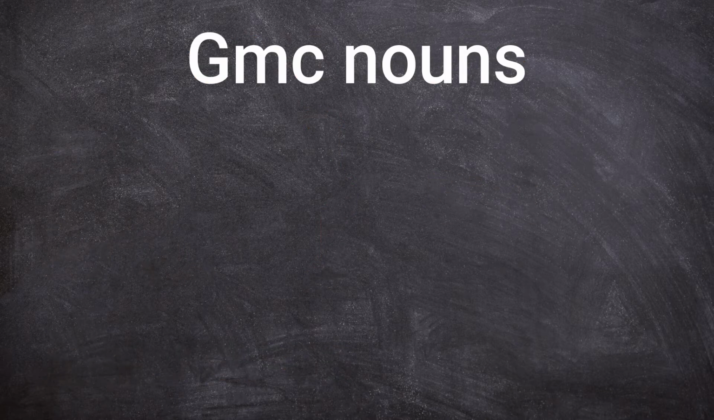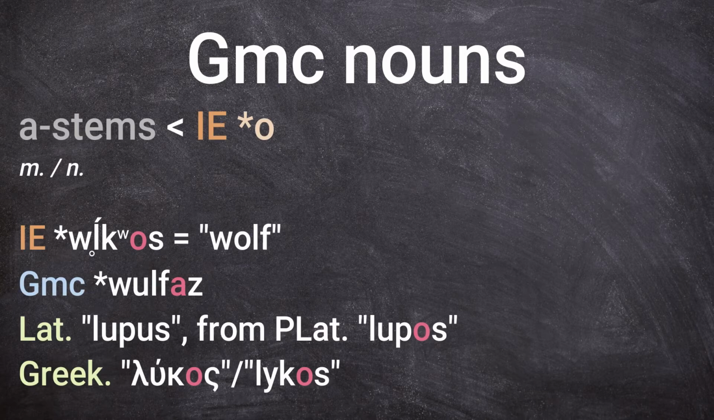Germanic nouns could belong to several classes with different endings. A first class consisted of masculine and neuter nouns and had a as a thin vowel, coming from Indo-European o, which is the same class we find in Latin us, or in Greek os, on. In both cases masculines or neuters. As an example, you can see the Indo-European word vulquos, meaning wolf, which became Germanic vulfas, Latin lupus, from Proto-Latin lupos, and Greek lykos, till today likos in modern Greek.